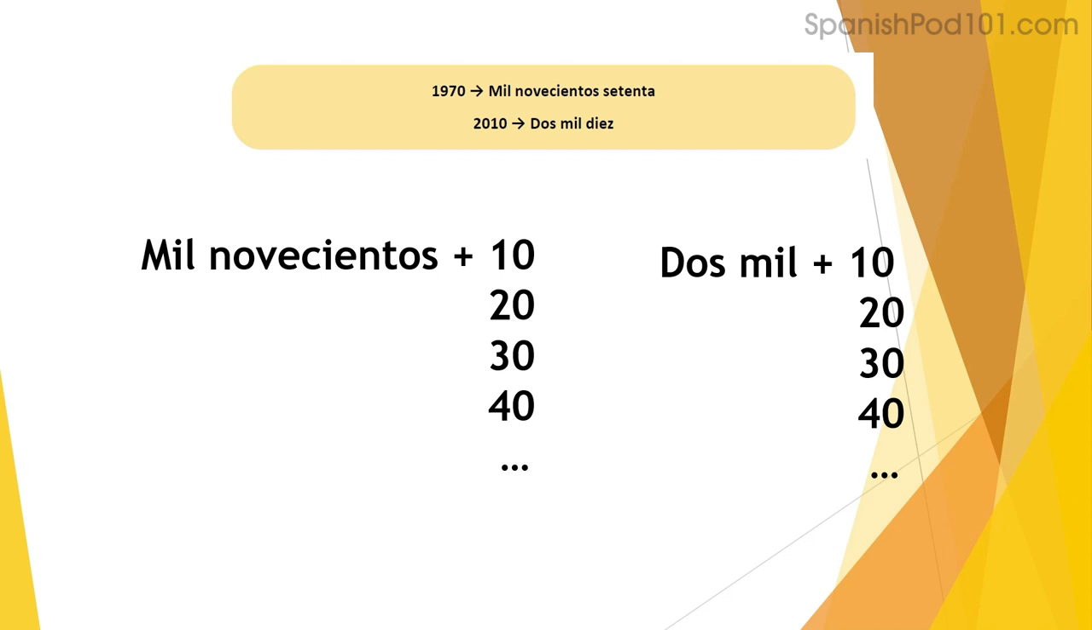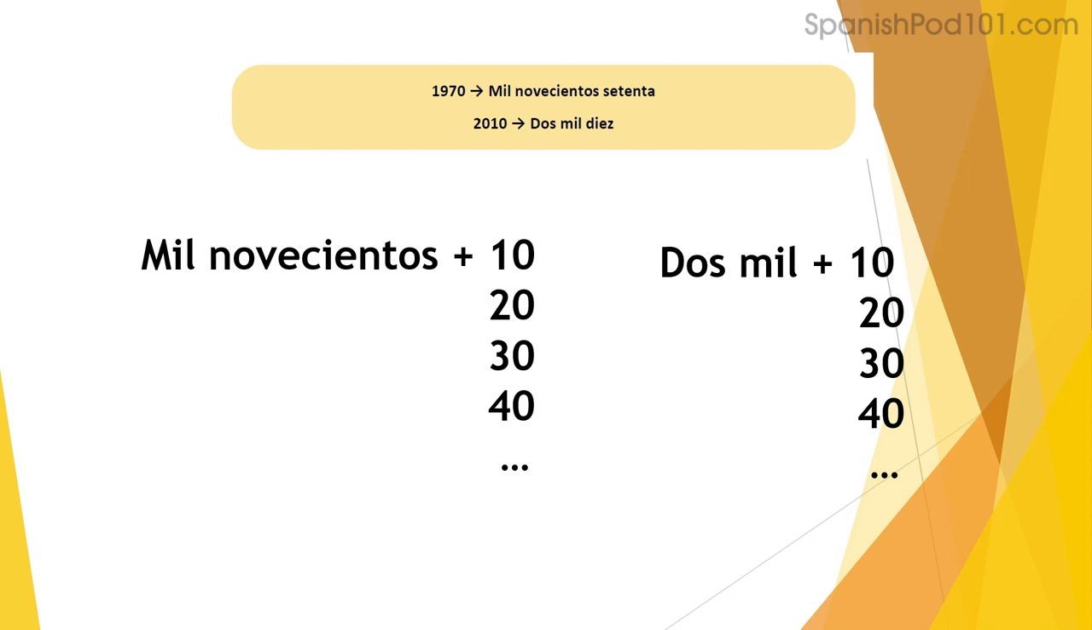So that is saying 1910, 1970, 1930, or 2010, 2020, etc. This is because obviously these are the years that you're going to be using more often in the beginning of your Spanish journey. Okay, so here on the little box at the top of your screen, we have 2 examples. We have 1970 and 2010.